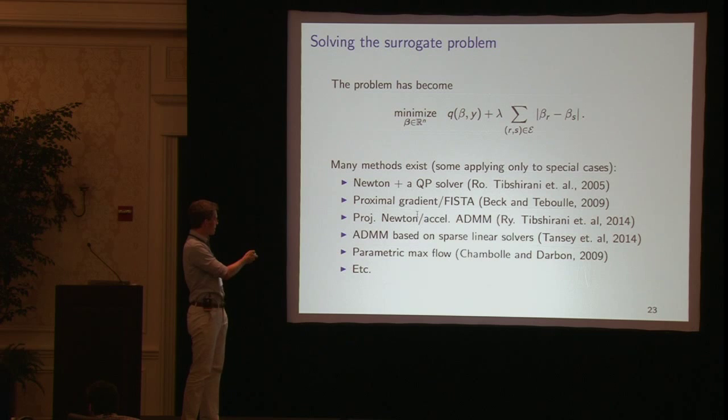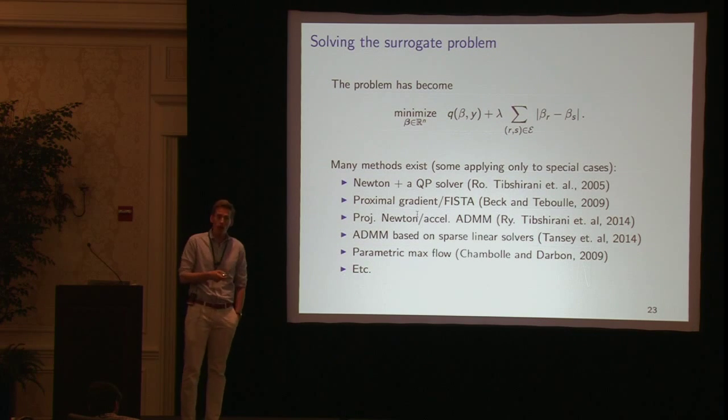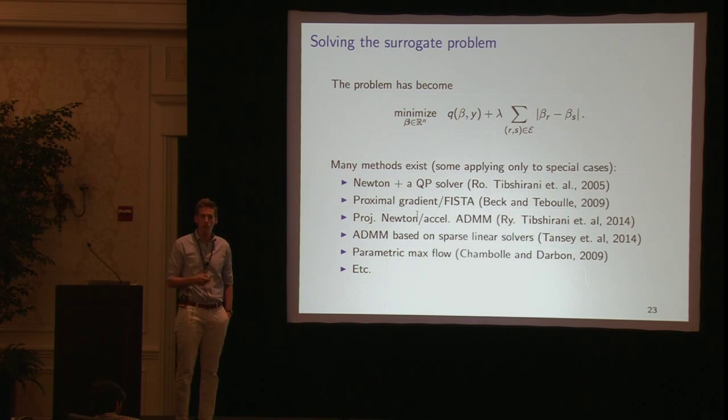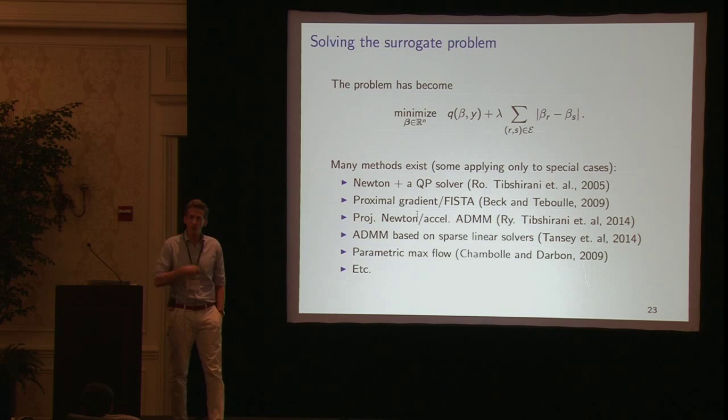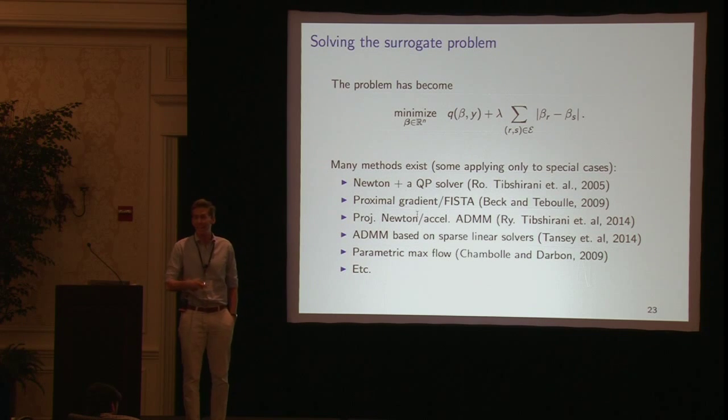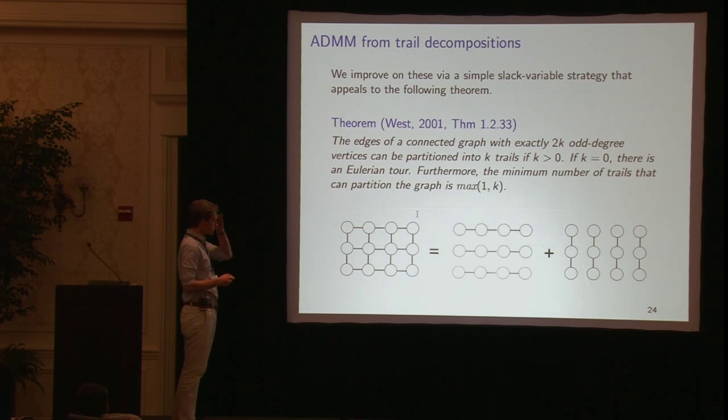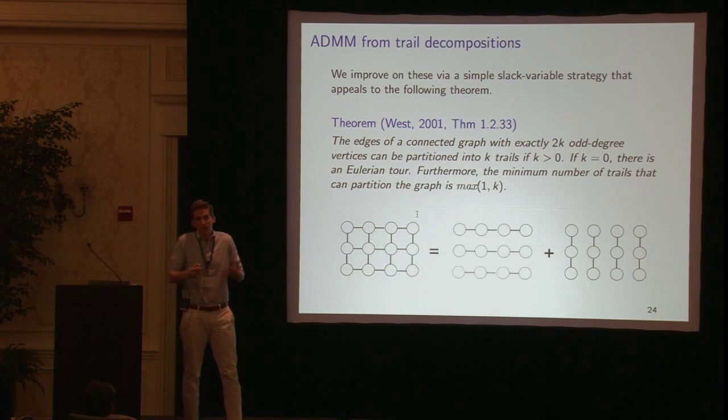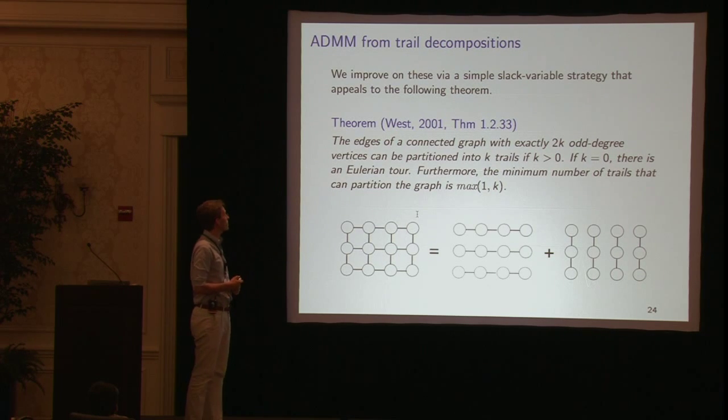In particular, some other fast things like parametric max flow don't work for this problem, or at least they don't work off the shelf. There'd be some heavy lifting to make them actually work for this problem. And so we had to come up with something that worked a lot better, in order to make it something that we could call again and again and again in the context of an EM algorithm. And so here's what we came up with. Just for the basic total variation denoising problem, we improve on what we think is the best of what's out there via a very simple slack variable strategy.